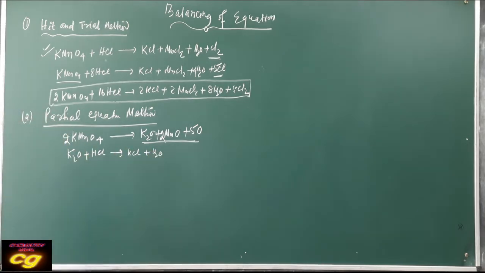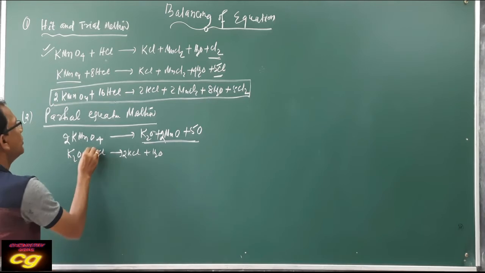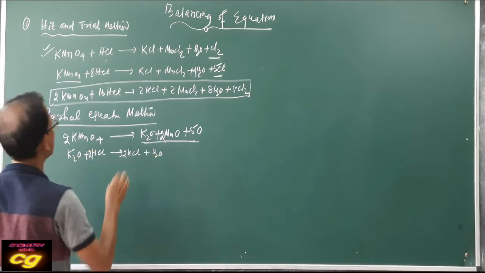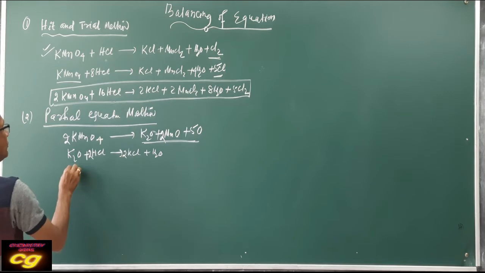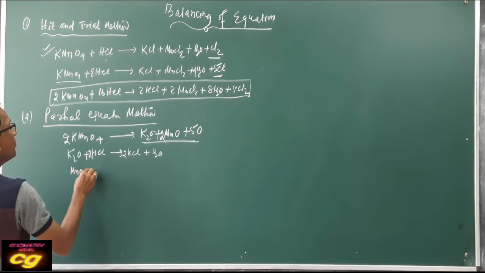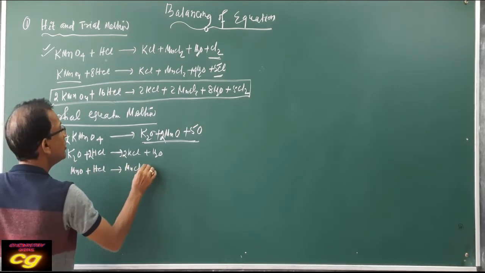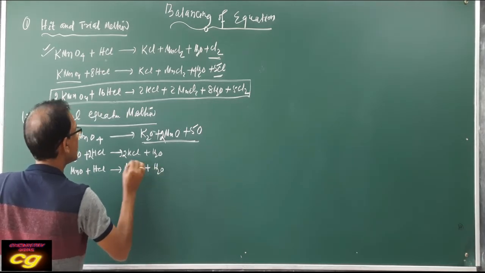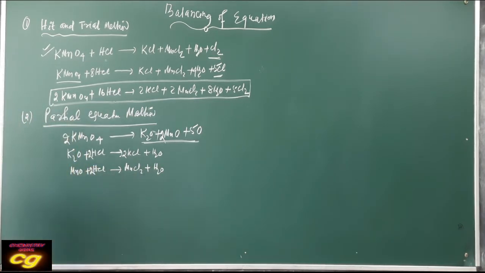KCl plus water. We balance it. Now multiply 2 here. Now it is balanced. Okay. Then again MnO plus HCl will be MnCl2 plus water. If you balance it, then chlorine 2 multiply 2. Now it is balanced. Then the remaining O is not required.